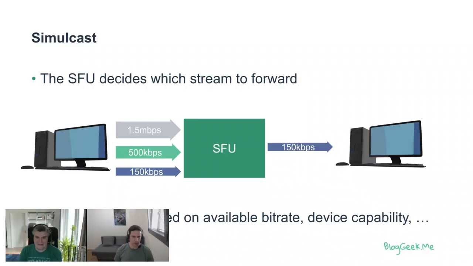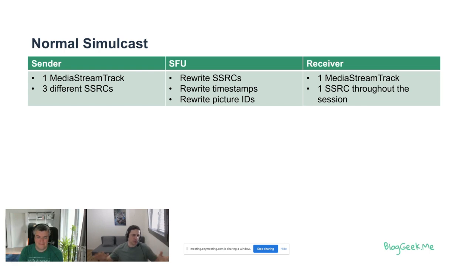So whenever someone does such a thing, it's interesting to understand why. So we did prepare this small table. And in normal simulcast, we have the sender, the receiver, and the SFU. The sender, in our case, has a single media stream track that it created, and it generates 3 different SSRCs, one for each of the 3 video bitrates that it is sending out, the 3 layers in a way. The receiver, on the other end, doesn't know what simulcast is, so it has a single media stream track and a single SSRC throughout the whole session.